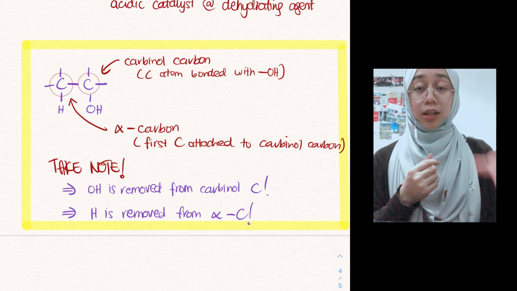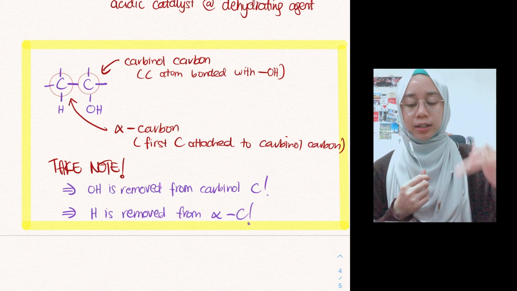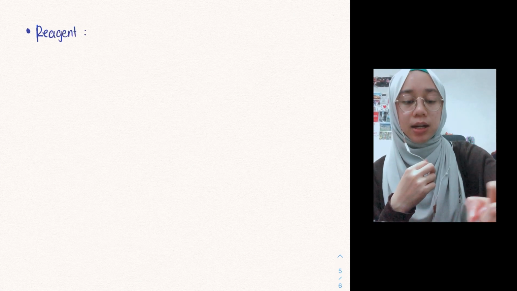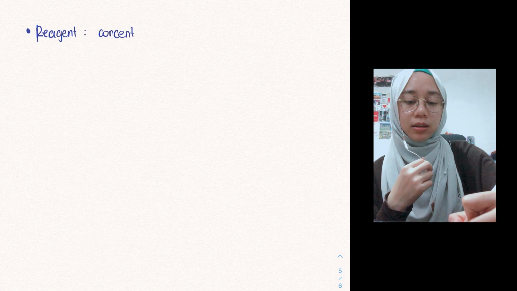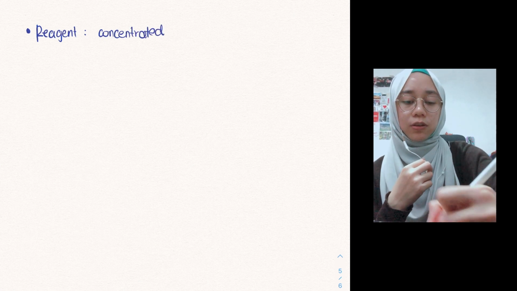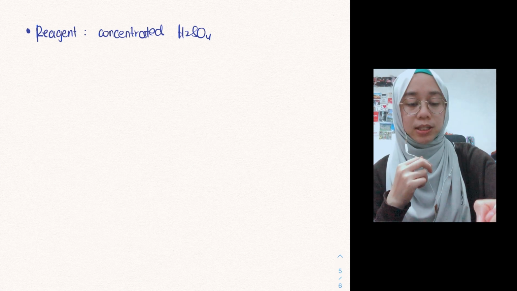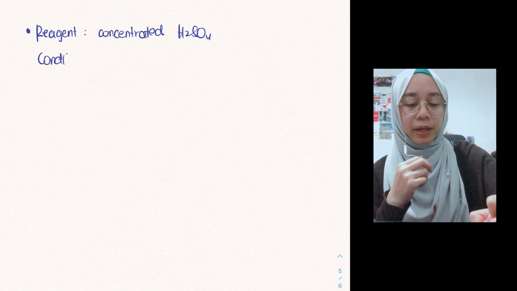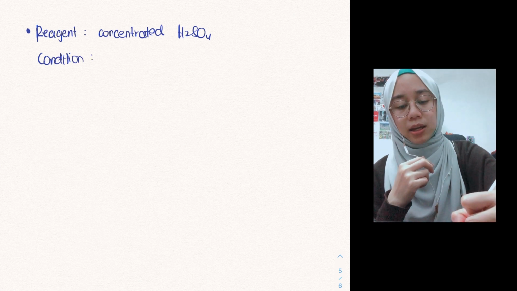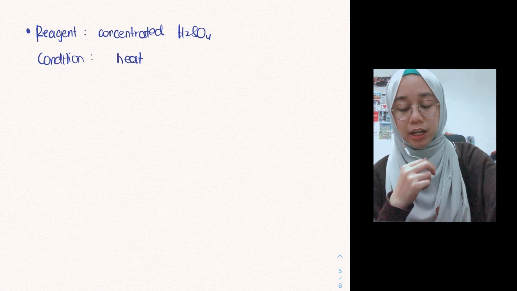Now we want to look at examples, but first let's revise. Basically the reagent needed for dehydration of alcohol is concentrated H2SO4, or H3PO4, which Miss did not write. And then the condition needed is heat. It will need heat.